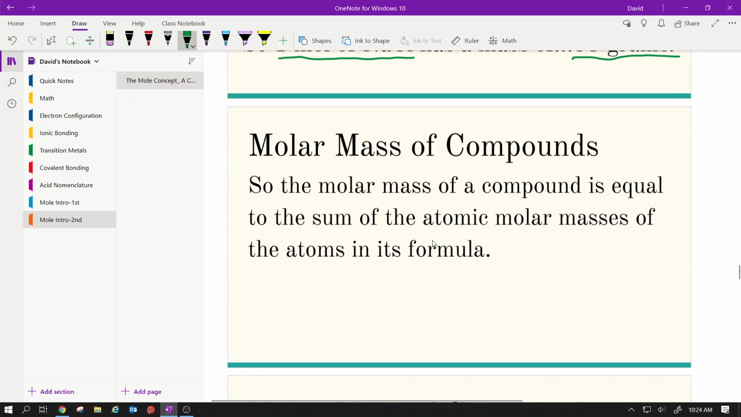Hey, so let's write this down real quickly. So my dramatic music was actually a slide early. So the molar mass of a compound is equal to the sum of the atomic masses of the atoms in the formula. Molar mass of any compound is equal to the sum of the atomic masses in its formula.